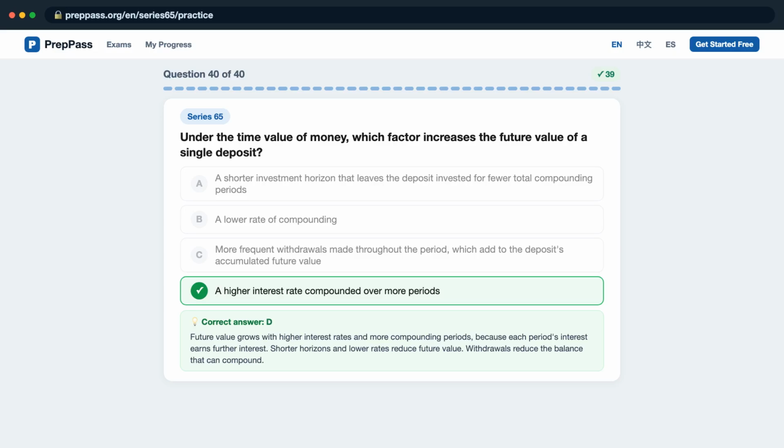The correct answer is D, future value grows with higher interest rates and more compounding periods, because each period's interest earns further interest. Shorter horizons and lower rates reduce future value. Withdrawals reduce the balance that can compound.